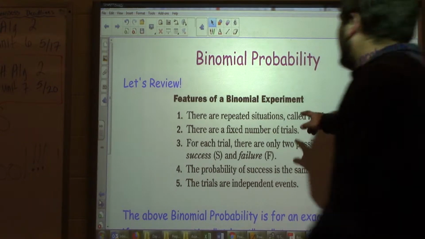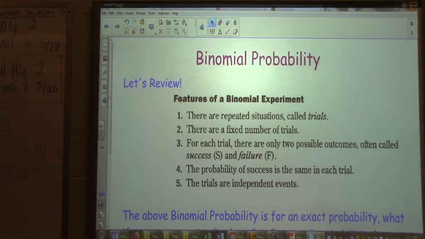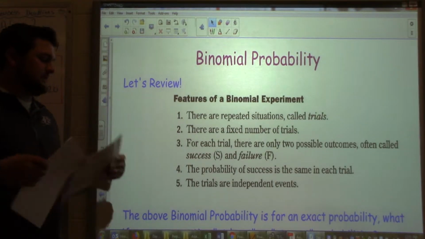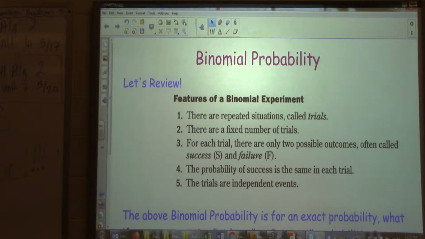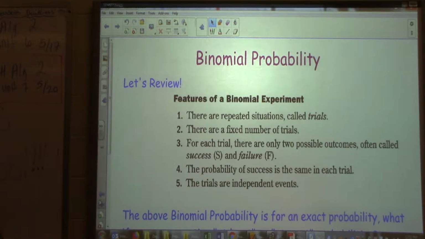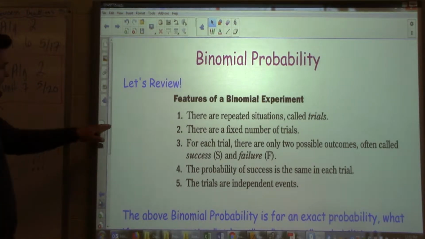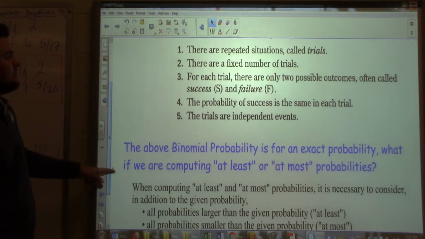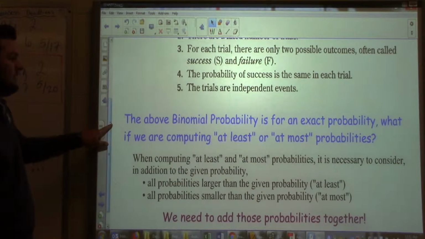So remember, we have trials in binomial probability, and there are a fixed number of trials. It always tells you you're flipping a coin 8 times, flipping a coin 20 times. It always tells you how many times you're doing something. Each trial has only two possible outcomes, success and failure. And remember, success doesn't have to be a good thing, like that number 2 on the homework. The squirrel forgetting where he put his walnut was actually a success. Right? It's no good for the squirrel, it'll probably die if it doesn't find any walnuts. The probability of success is the same in each trial, and each trial is an independent event.